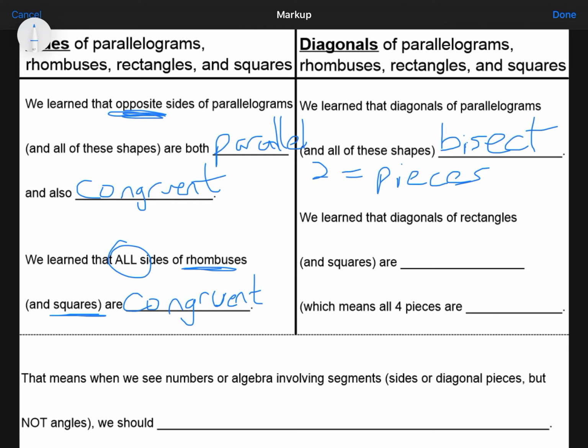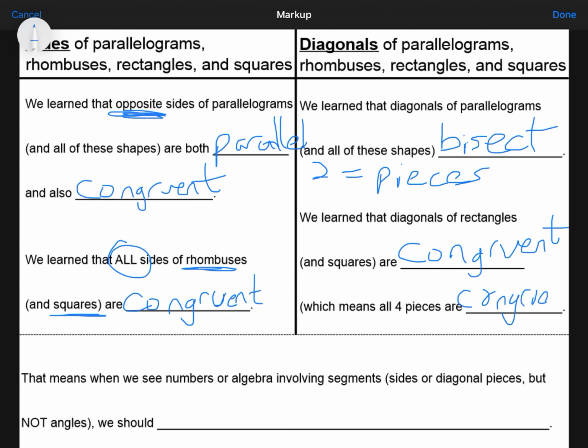Basically, every diagonal can be cut into two pieces, and that straight segment of two pieces, the first piece of the segment is equal to the second piece of the segment. Now careful, not all four pieces are the same in parallelograms. However, in rectangles and squares, the whole diagonals are congruent. And because the whole diagonals are congruent, all four pieces are congruent.